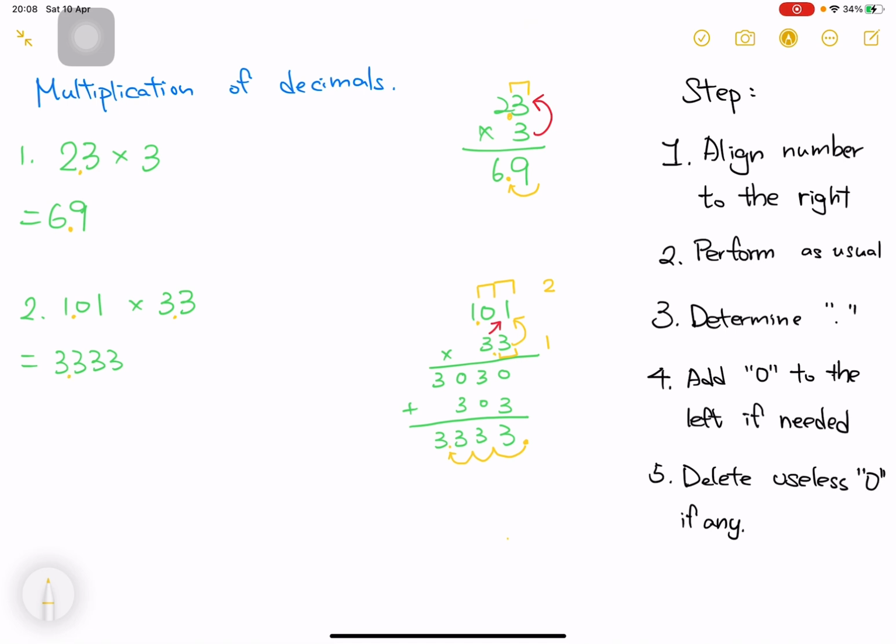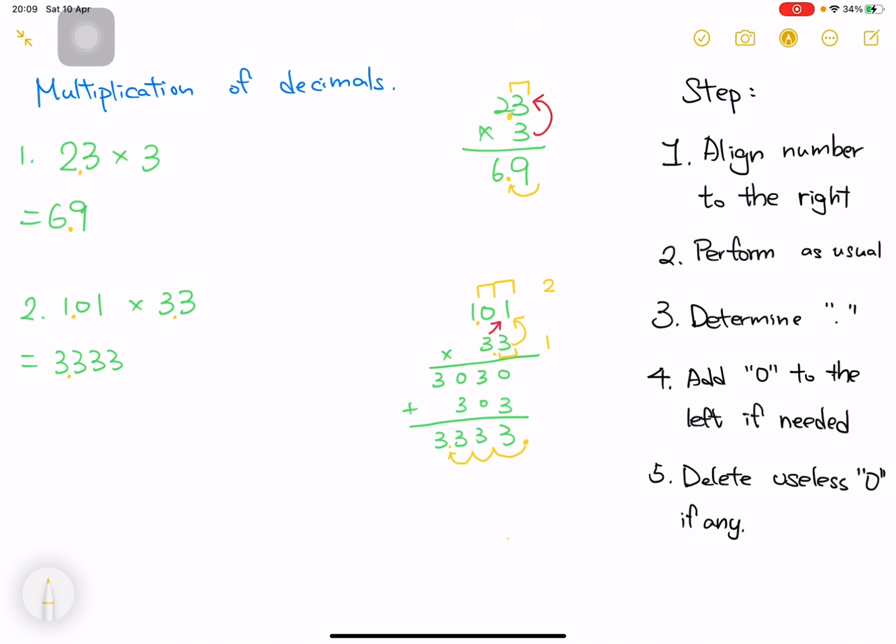Then you get the answer, 3.333. That's how you do the multiplication of decimals, which is the same as the multiplication of whole numbers. The only difference is that you have to consider the decimal points, see how many decimal places there are in the number sentence, and then add back the decimal point.